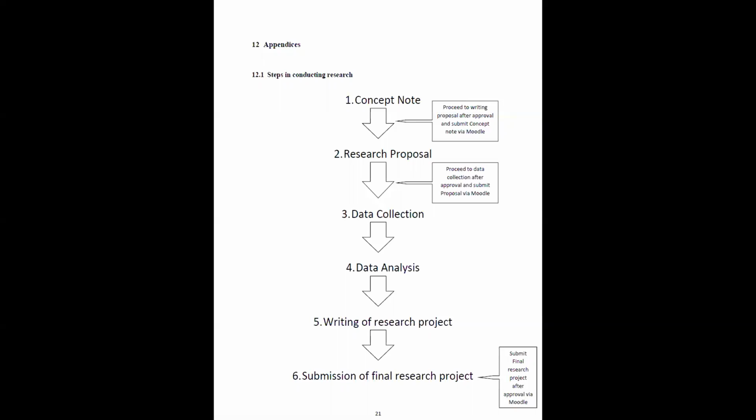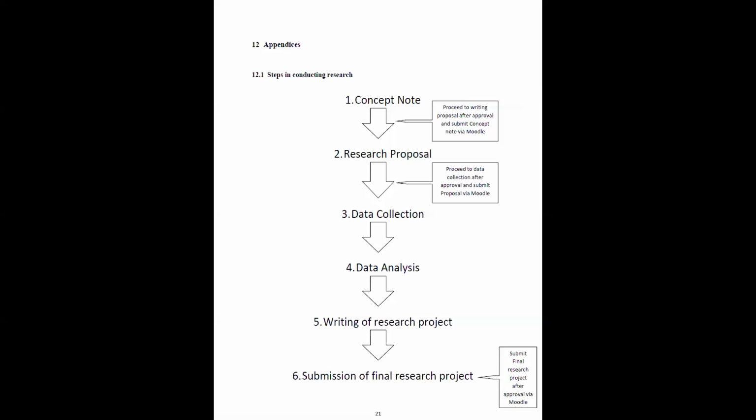Since the proposal contains all the specific steps which you are going to take to develop your research, most of the research work is all about data collection. So when your proposal is approved and you're through, you then go to the next stage of data collection. You then go and start collecting your data according to the procedures and the steps which you outlined in your research proposal. So after collecting your data, what do you do? You analyze your data. Then after analyzing your data, you then write a research project about your data. Then from there, you then submit your final research project.